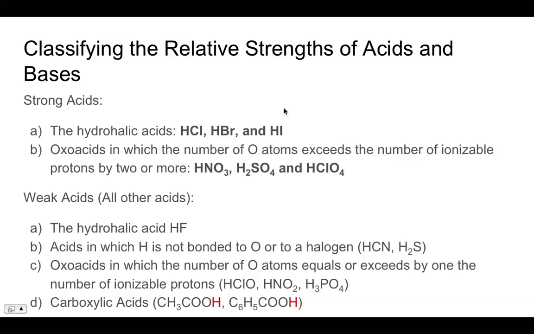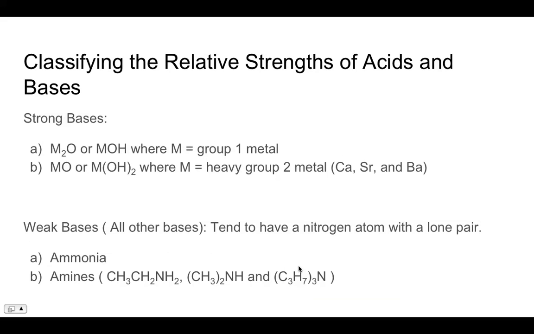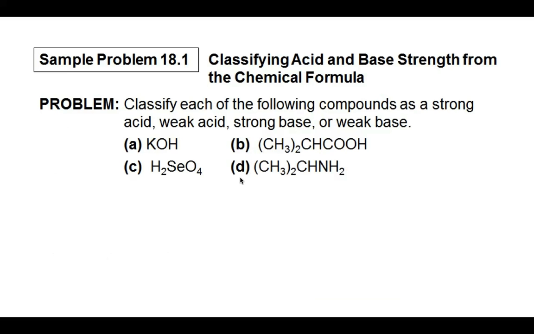So just be on the lookout for these 6, but also especially for the carboxylic acids, because you'll come across those from time to time, because most other acids are going to have hydrogen out in front except for those. Your strong bases, again, group 1 and group 2, be on the lookout for a nitrogen atom. Because of that lone pair, it's going to act as a weak base.